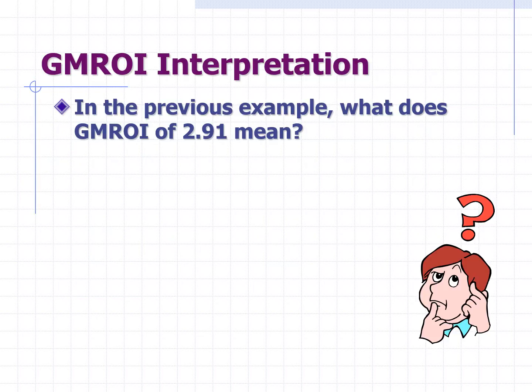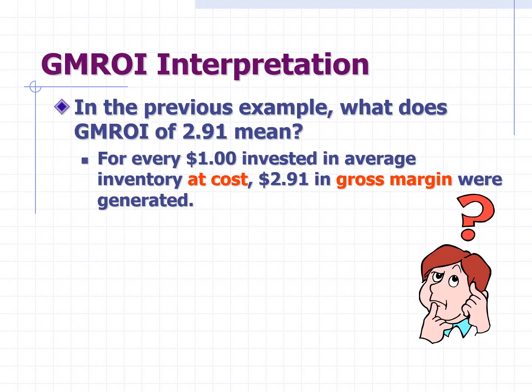Then shall we talk about the meaning of this GMROI? This GMROI was 2.91, right? So what does that mean? How do we interpret this GMROI? That will be, for every dollar invested in average inventory at cost, $2.91 in gross margin was generated. Unfortunately, the problem didn't give what period the gross margin was for. So whether it was annual gross margin or seasonal gross margin or monthly gross margin, we didn't know. So we cannot really specify the period for which this GMROI was calculated in this particular question.